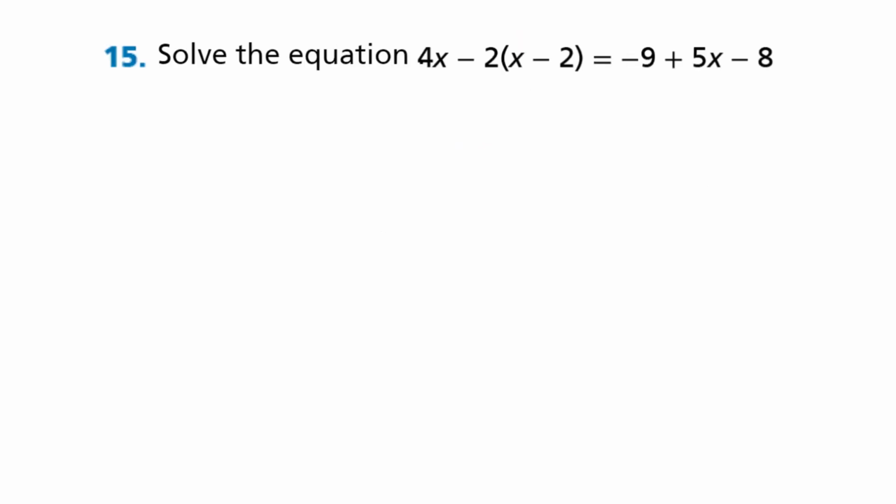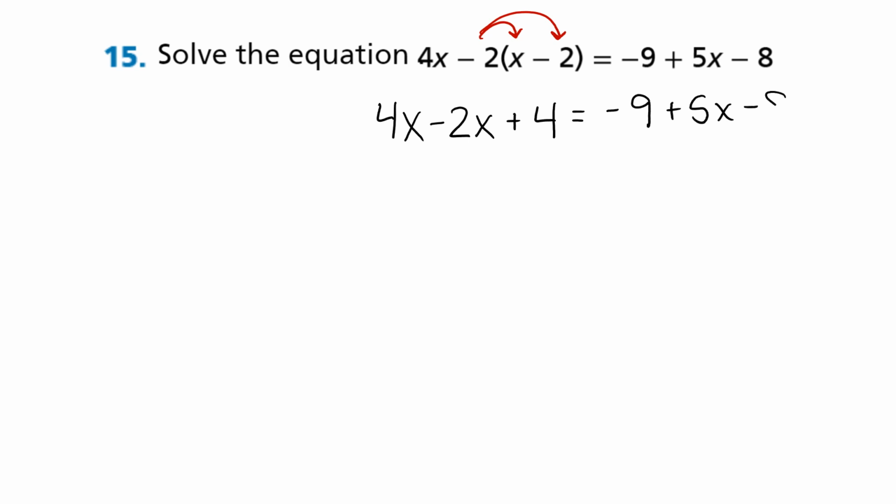Number 15, we start by multiplying both parts of our parentheses. The 4x is going to stay the same out front as it is not part of the parentheses. Negative 2 and x make negative 2x. Negative 2 and negative 2 make a positive 4. Equals the negative 9 plus 5x minus 8.